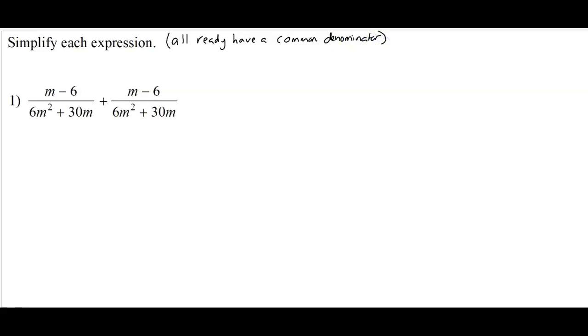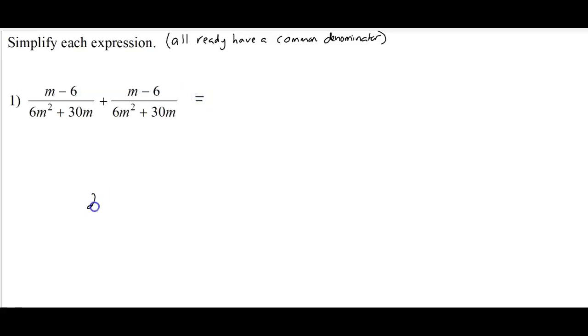So that's going to be the first type of problems that we're looking at today. So as you guys can see, I'm adding together these two rational expressions. And these two rational expressions already have a common denominator of 6m squared plus 30m. So how do we do this? Well, let's review basic fractions first.